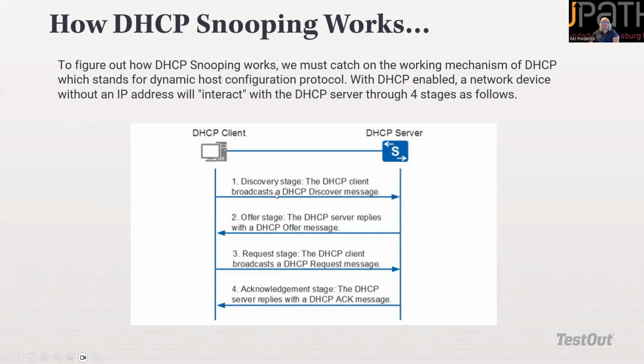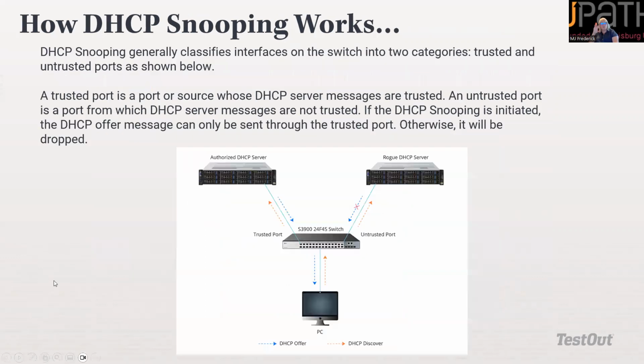So the DHCP client broadcasts to the DHCP to discover, hey, I'm here. And then the DHCP replies with its offer message. And then the request stage comes in and says, okay, the client broadcasts the DHCP request message, and then the acknowledgement, the ACK, the DHCP server replies and acknowledges this client. So now we've got ourselves set up, right? That's the norm, how it works.